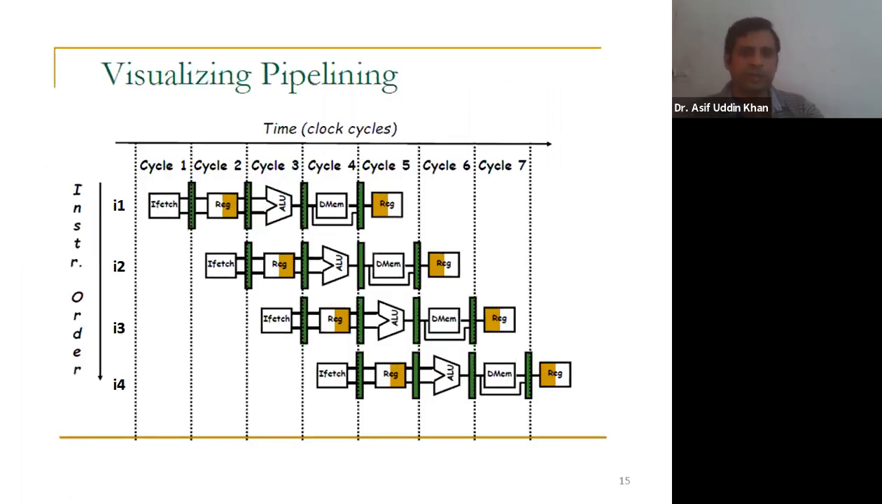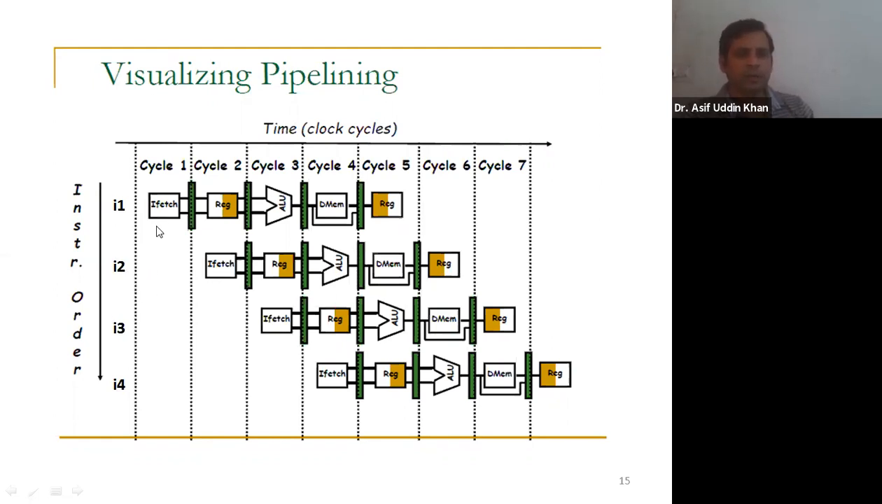So this is the visualization of pipelining. You can see clock cycle numbers 1, 2, 3 up to 7 are shown here. And these are the instructions I1, I2, I3, I4. These instructions are fetched in order. In order means after I1 is fetched, then I2 will be fetched, then I3, then I4, one after the other.